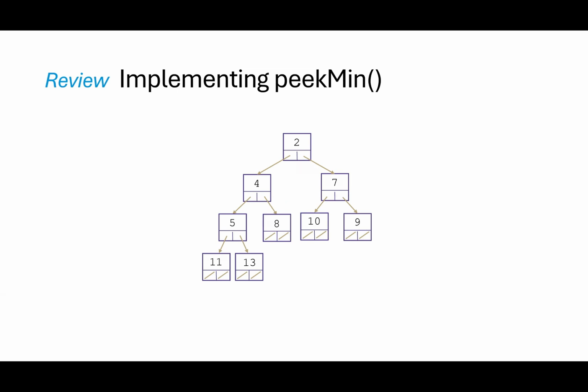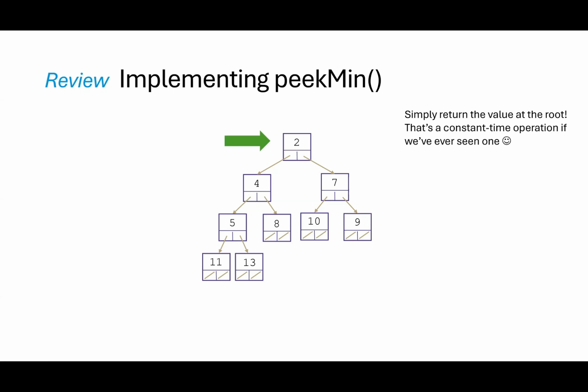What peek min does is it looks at the top and returns the value. It doesn't do anything else. So simply return the value at the root. And it's a constant time operation, obviously, because I just take a look at the top. So this is order of 1. Simple, right? Peek min.